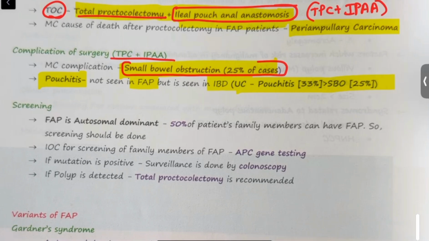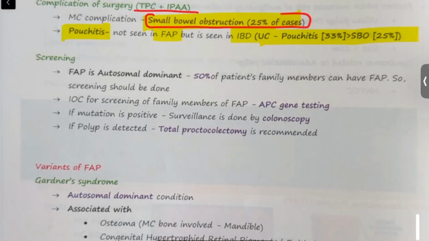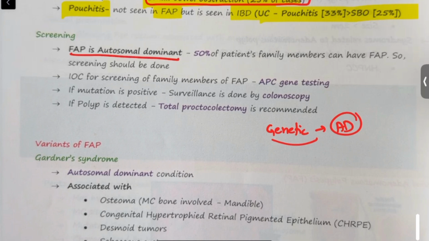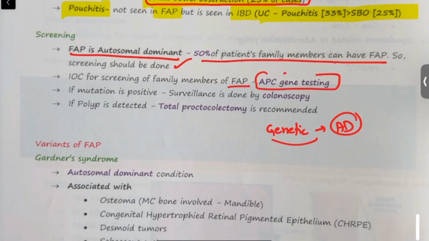Okay, so after this, screening. So how can we screen? Since we know this is a genetic disease and it is an autosomal dominant condition, we can do something to prevent this before it happens. So what we'll do: FAP is autosomal dominant, so 50% of the patient's family members can have FAP, so screening should be done. Okay, the investigation of choice for screening of the family members of FAP is APC gene testing.